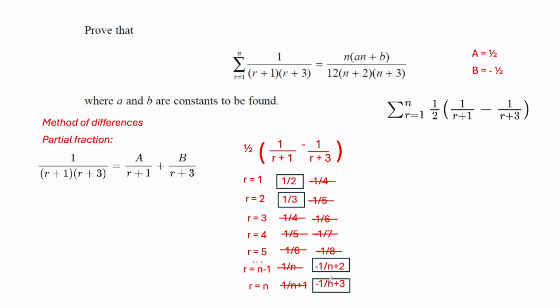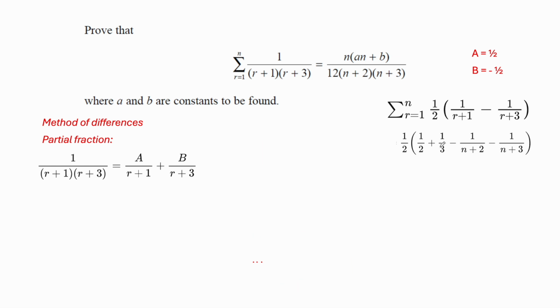And then what we can do is add these up. As it's inside the bracket, we'll put these inside the bracket and multiply everything by half, so we haven't forgotten about the half here. And then 1 over 2 plus 1 over 3 can be rewritten as 5 over 6, minus 1 over n+2 and minus 1 over n+3.